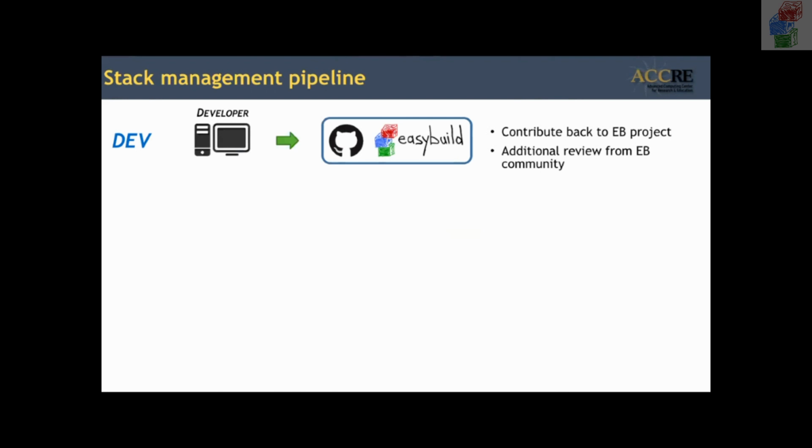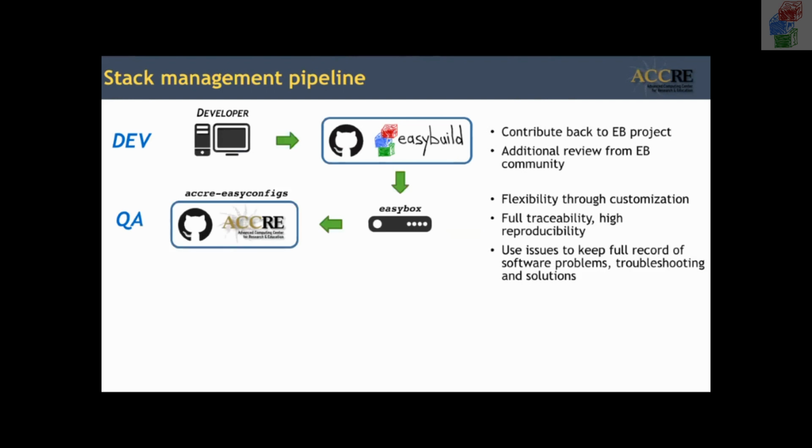Can you switch to the next one? Once the EasyConfig files are merged into the EasyBuild EasyConfig repository, we have a single QA machine that mimics the cluster and contains a copy of the cluster stack, where we pull the dev EasyConfig repository and extract whatever EasyConfig files we need. Then we can modify them depending on internal needs, and inject them directly into our own EasyConfigs repository.